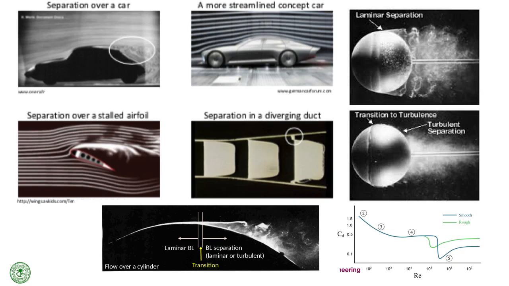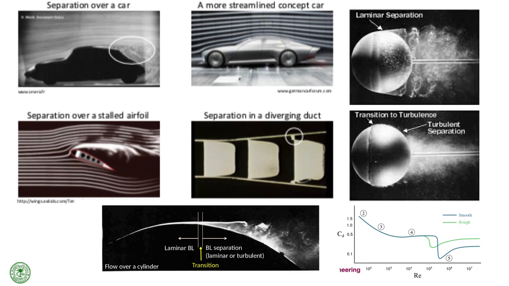Now there is another separation which I am talking about. There is a separation in a diverging duct. So you can see the separation occurring at this point. In all the earlier examples, the flows are open flows, placed in an open environment, while the duct is a case placed in a closed environment.